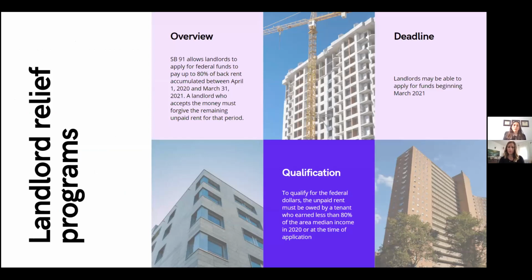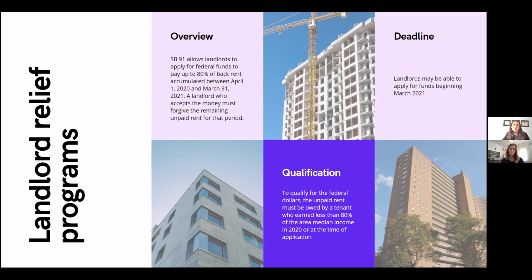SB 91 also allows for landlords to apply for federal funds to pay up to 80% of the back rent owed during the COVID-19 pandemic. So I would encourage landlords to look into applying for this money. If the landlord is granted these funds and receives 80% of the back rent, the landlord has to forgive the remaining 20% of rent that was unpaid. And the landlord can't then also go after the tenant to seek any unpaid rent. So the landlord can't double dip. So this is a nice thing that landlords can look into.